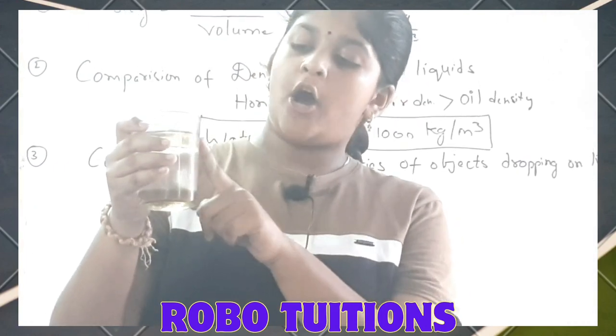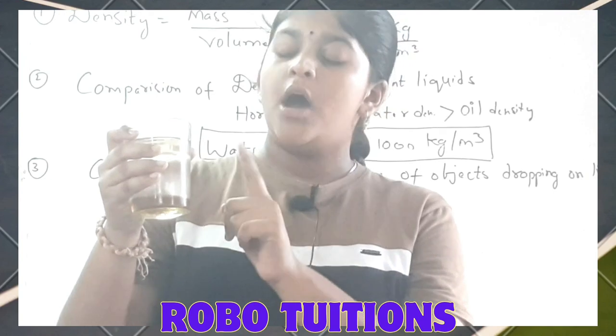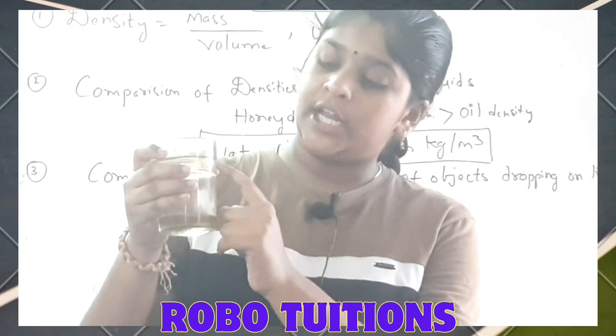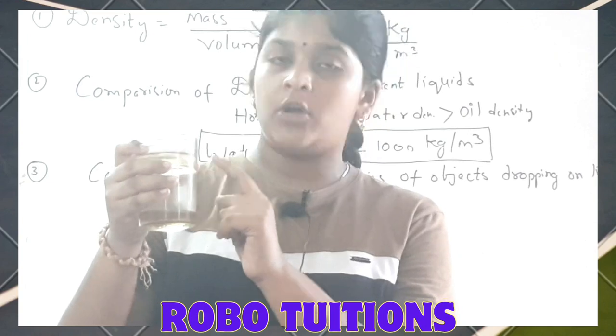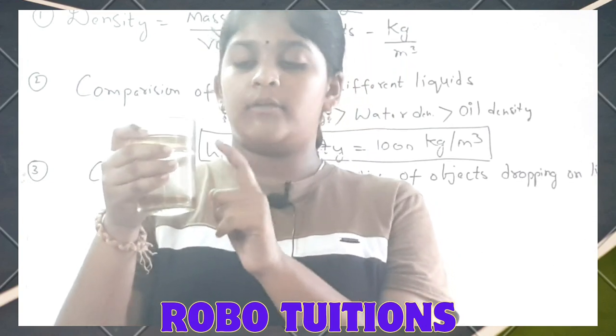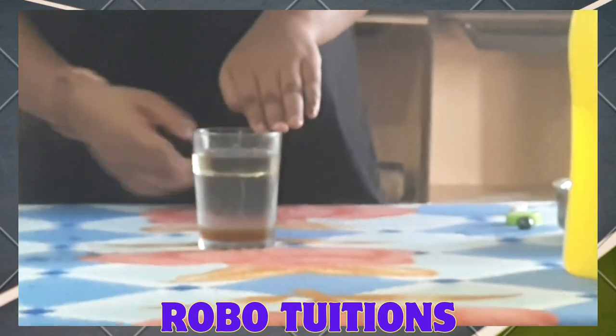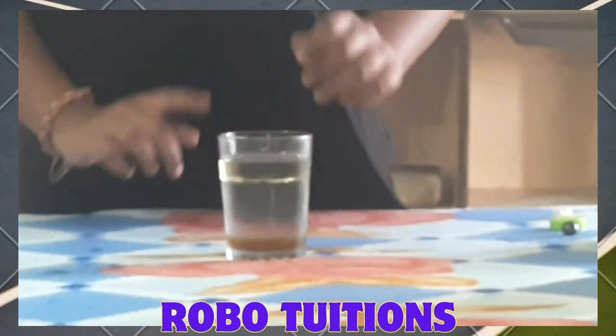Third one, the oil has lower density than water and honey. So because of that it is floating, settled above the water. Three layers of liquids. First one is honey, second one is water, third one is oil.